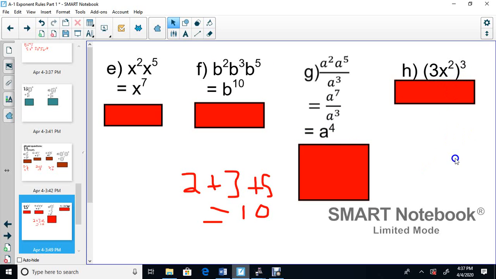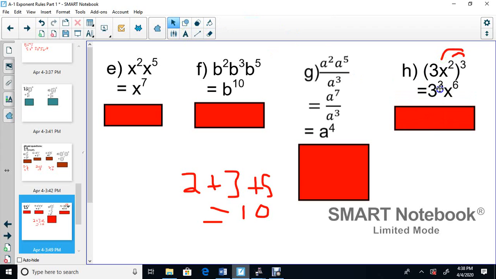Okay, now we've got one of these combination questions. Here, this 3 goes to both of these. It goes to this one, and it goes to that one. So in this particular case, it's 3 to the power of 3, and it's 2 times 3, so it's x to the power of 6.